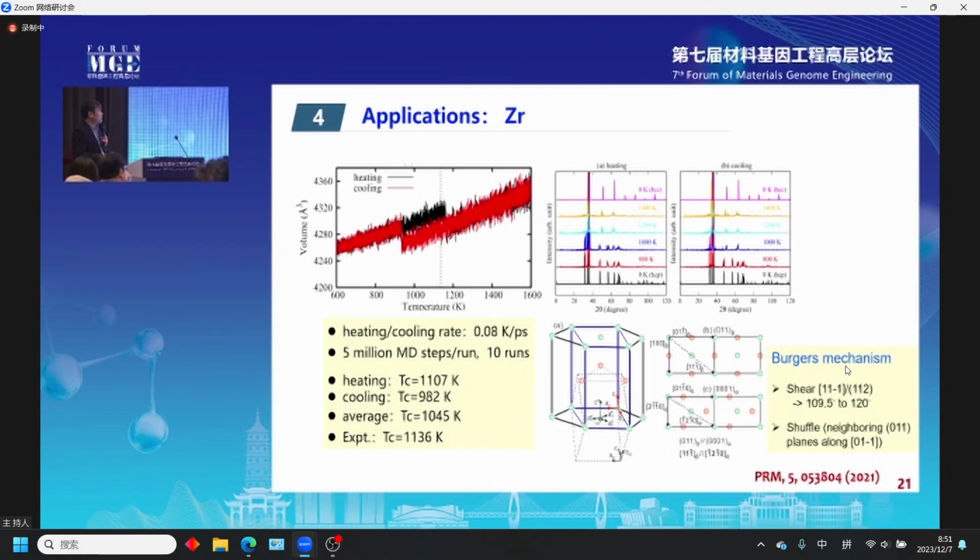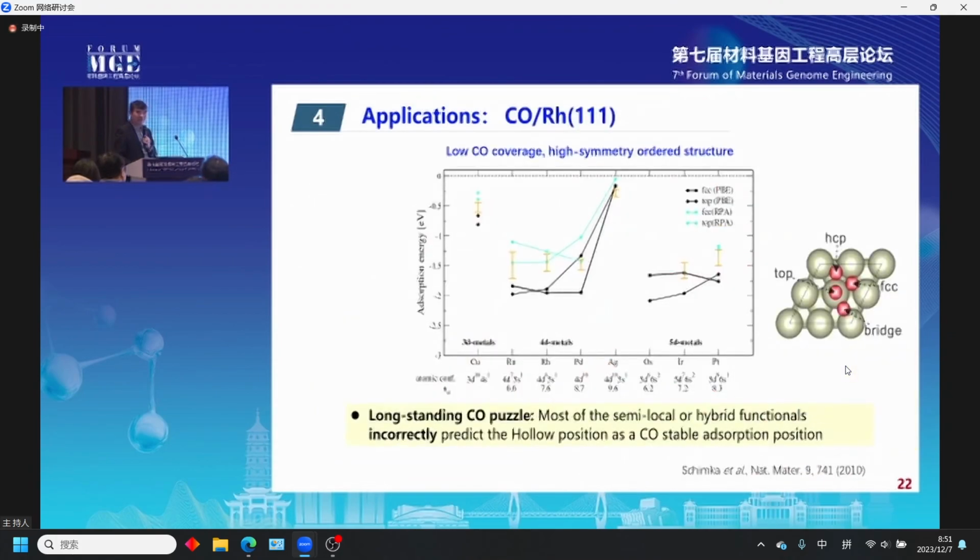And then we go to cooling down. From high temperature to low, the phase transition is at about 982 Kelvin. The average is 1,045 Kelvin compared to experiment. Let's say it's very nice. We never say a calculation is exactly the same as experimental data. I don't think that is correct. If you really get exactly the same structures and data, because calculations also have some shortcomings compared to experiments.